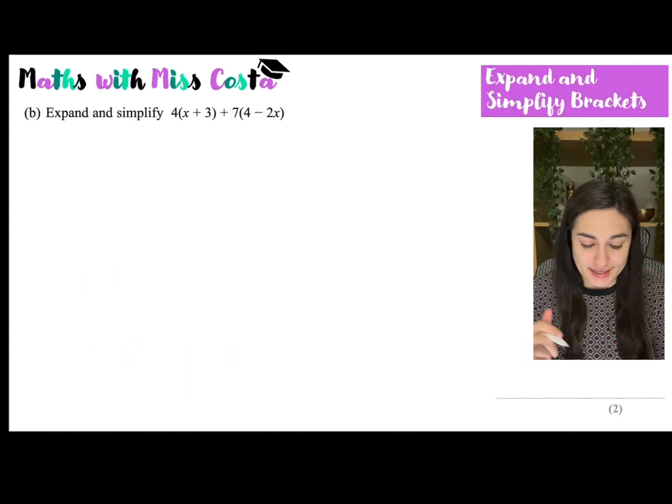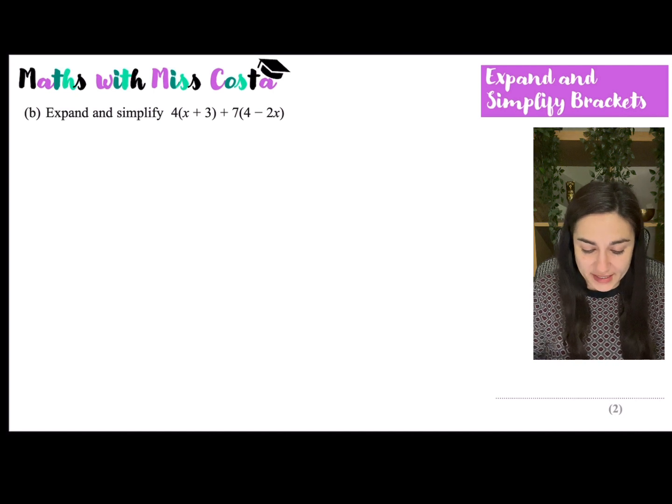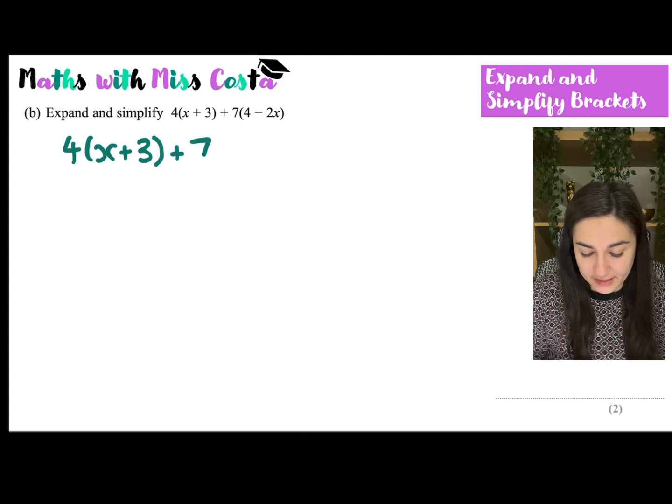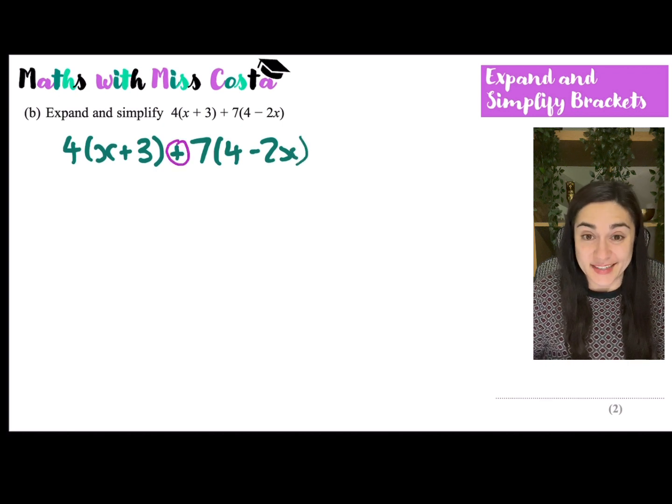But the shortcut is multiply the powers when you are dealing with indices in brackets. Next, we've got expand and simplify. So here you've been given 2 sets of brackets. So what we want to do, because they're not being multiplied by each other, they're separated by an addition, we're going to do these separately. So over here you can see they are being separated. They're 2 separate sets of brackets.